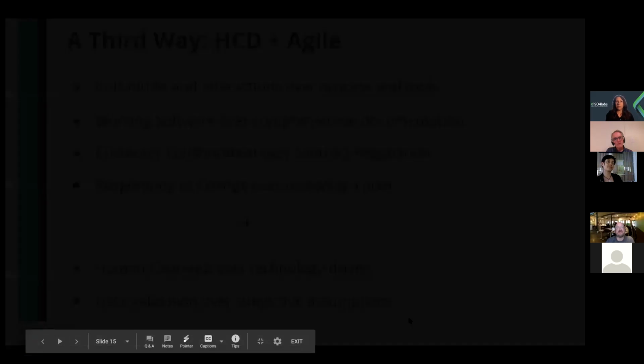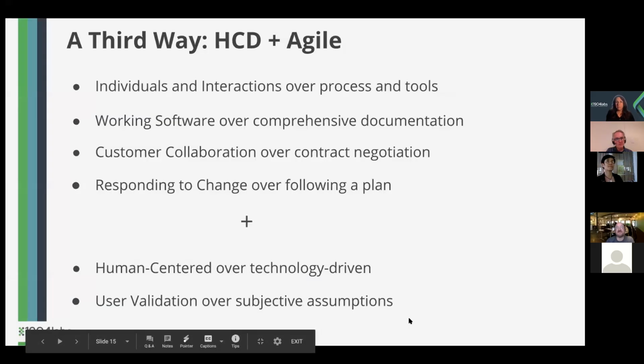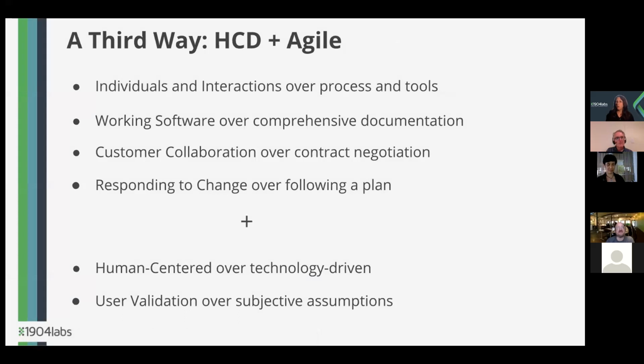And basically what we did is we looked at the gaps in HCD, the gaps in Agile, the strengths, the weaknesses, and put them together. So the third way is really the Agile Manifesto with the addition of human-centeredness over technology-driven development, and validation over subjective assumptions.